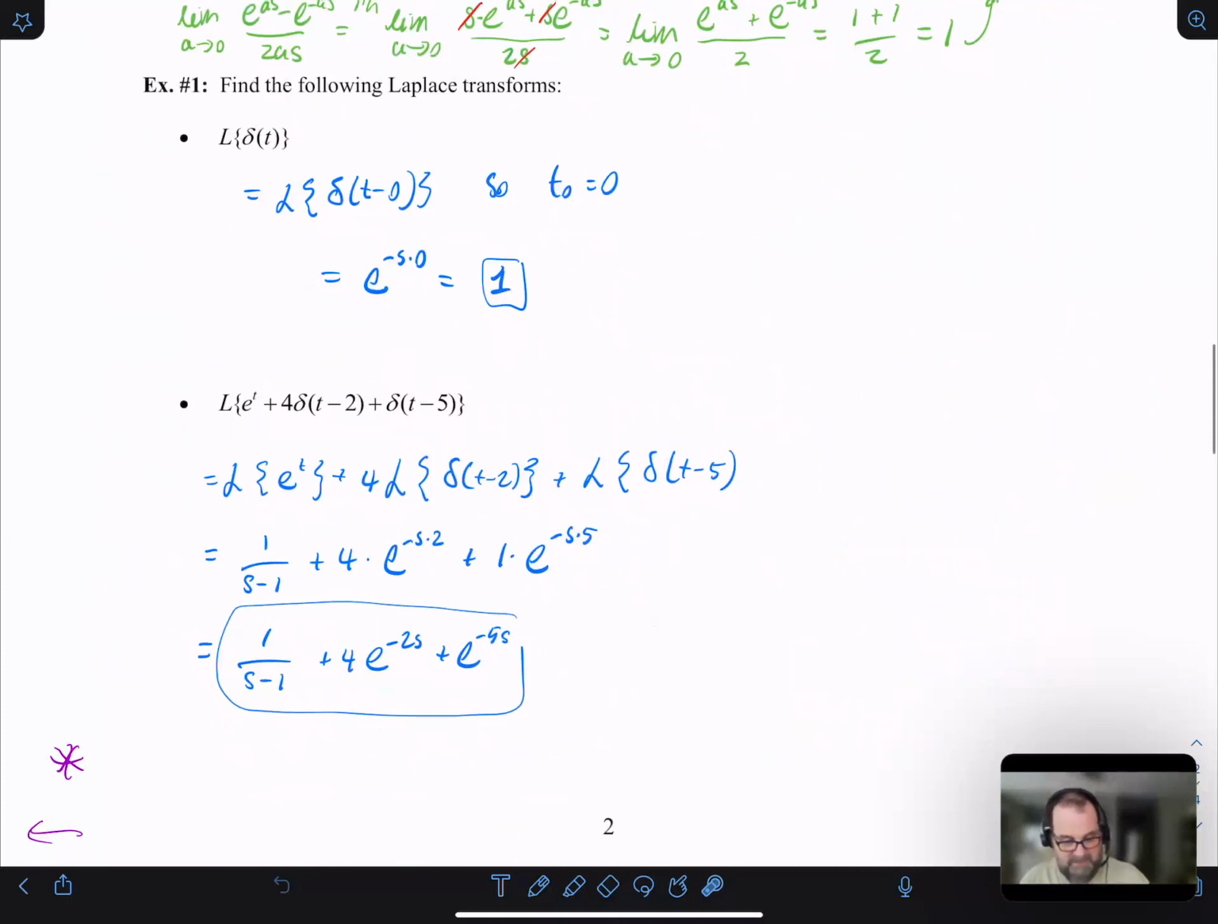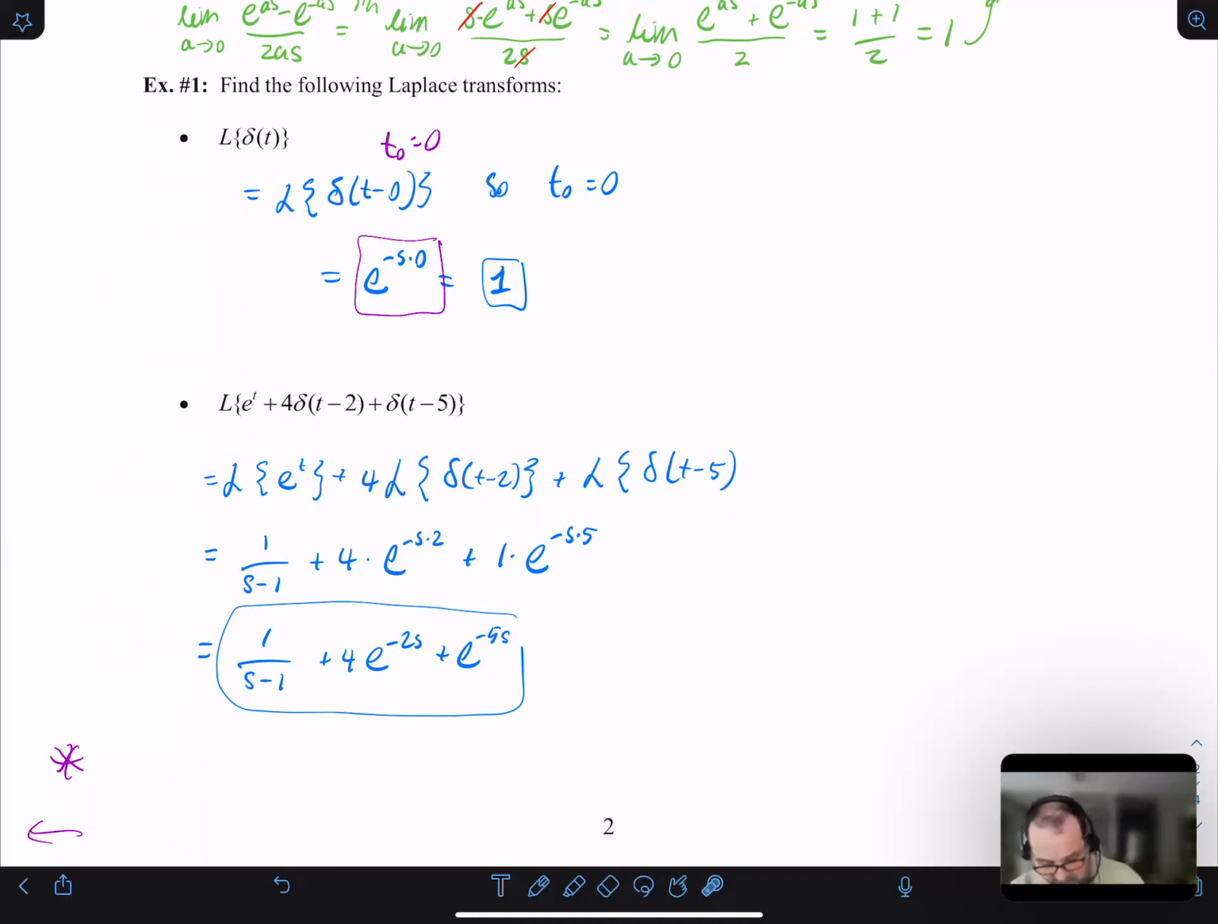So a couple of examples here. Well, what is the Laplace transform of the basic Dirac delta function at time t equals 0? Again, this means delta of t minus t0. So this is our t0 time. This is our t0 equals 0. So plugging that into the result here, we get e to the 0, which is 1. So the Laplace transform of the basic Dirac delta function at time 0 is 1.